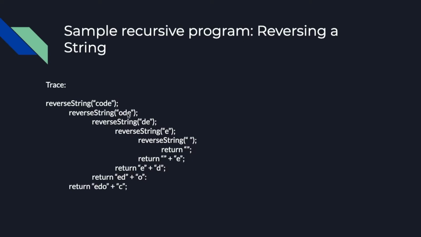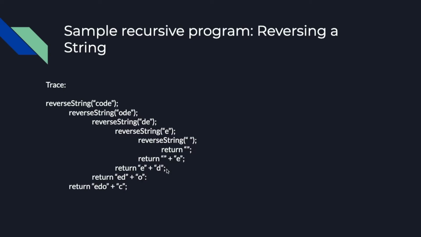Then the second time is when the reverse string method calls itself for the first time. And so it calls itself with ODE because it calls itself starting at index 1 of code and so on. Then it calls itself with DE because it calls itself starting at index 1, then with E because that's index 1 of DE, and then an empty string because after E we don't have anything, so that would be the first index.